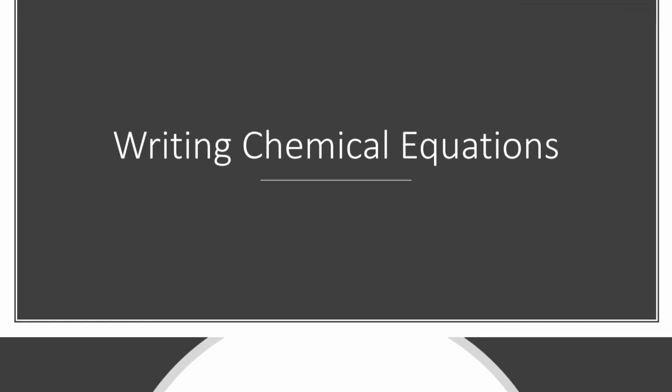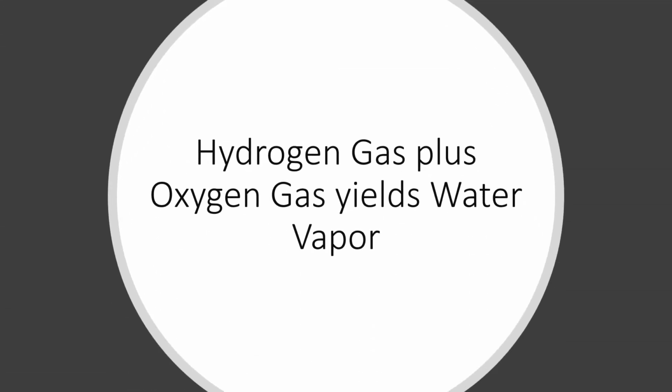If we think about it in terms of English, we could say something like hydrogen gas plus oxygen gas yields water vapor. That's a brief English description of how water is made, right? If you explode hydrogen and oxygen gas together, you get water vapor that comes out of it. But how do we translate this into the syntax of chemistry?